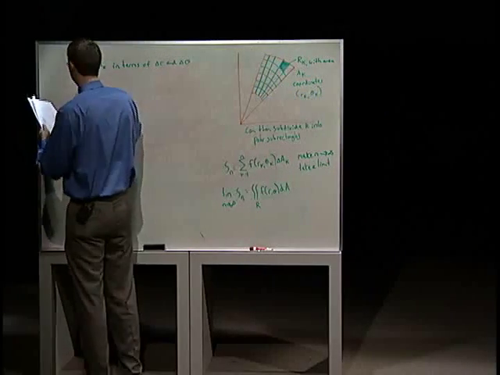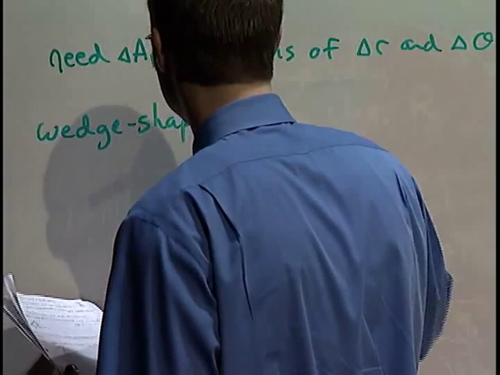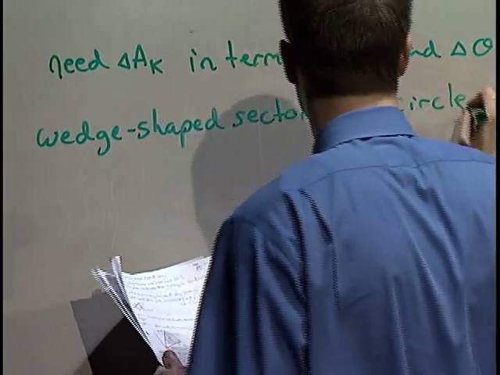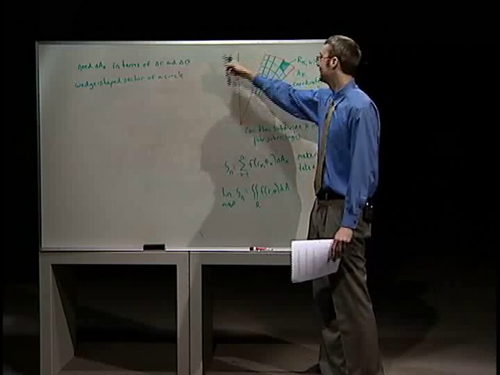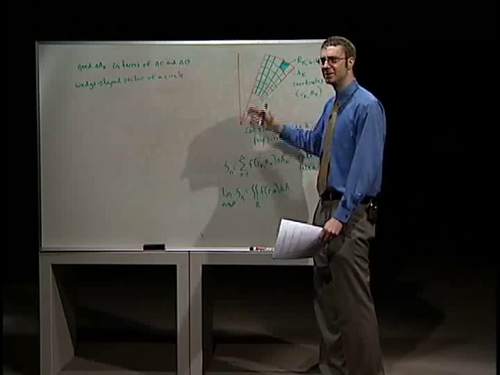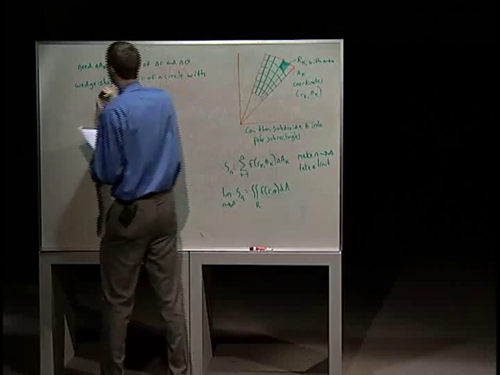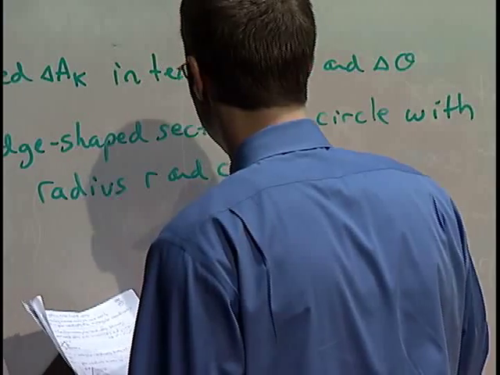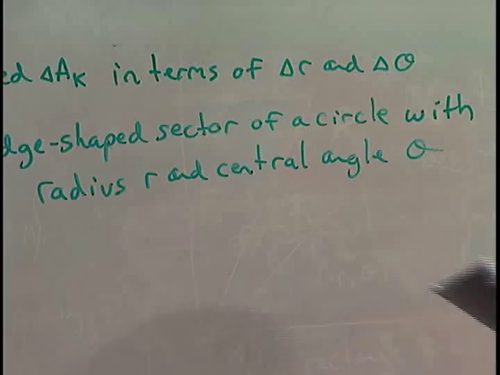And so we'll start with a wedge-shaped sector of a circle. Think about this as some circle with a radius up here, and we have this wedge-shaped sector of it. So if our circle has radius r and central angle theta, then what is the area of this wedge-shaped sector?